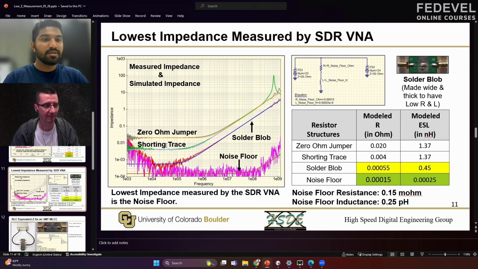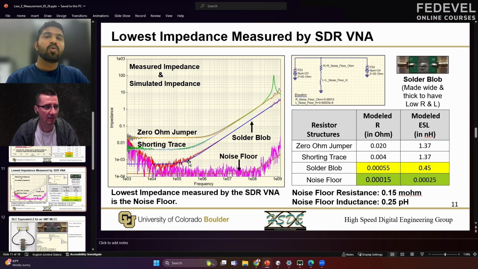I also have the shorting trace, and these 2 measurements are the same as we did in the earlier slide, but I have them just to give our audience an idea as to how low on the impedance profile we are getting. I understand now. And then we have these measurements of the solder blob and the noise floor. So this is the solder blob test structure that we have. It's really wide and thick to have low resistance and ESL value. And this is again the RLN model that we use to simulate the data for the noise floor.